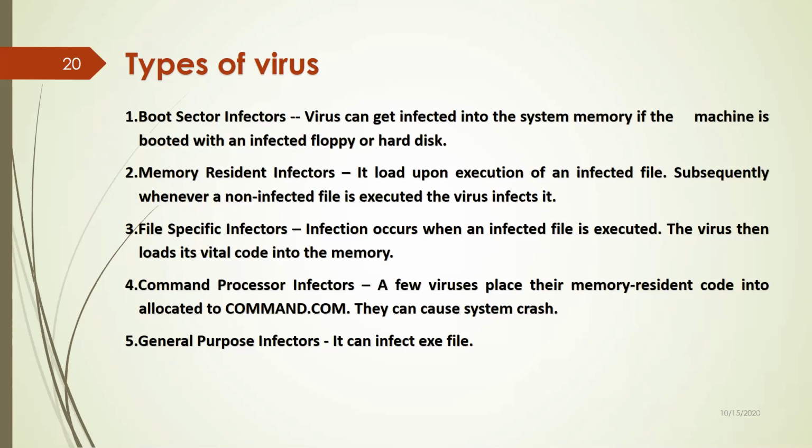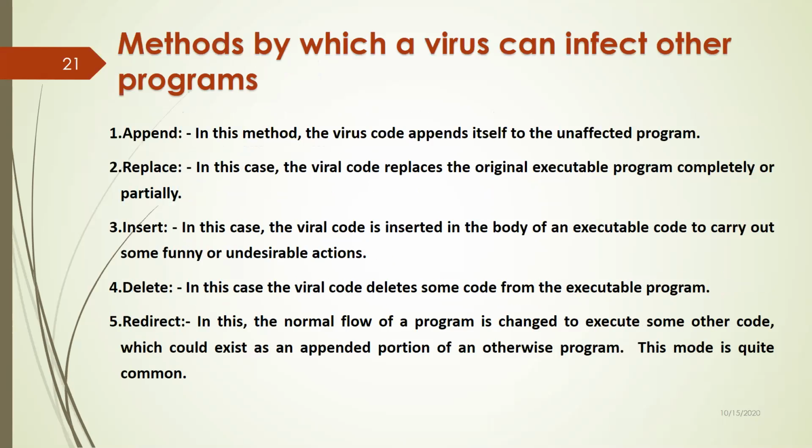And the general purpose infectors can infect the exe file. So executable files in your system will definitely get infected, right? So these are the types of viruses which can spoil your system. This can be secured with the help of the operating system. It is not only through the operating system, but even through an external program which is executed along with the operating system. Right? Methods by which a virus can infect other programs.